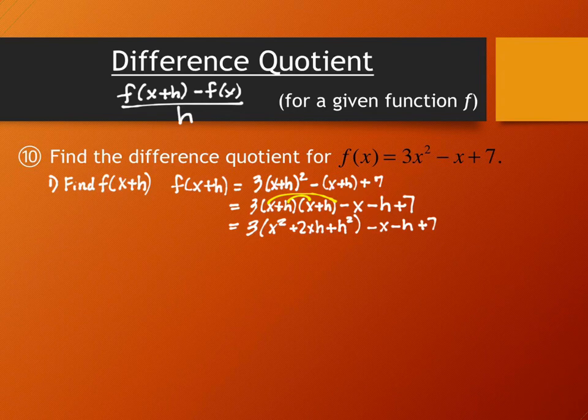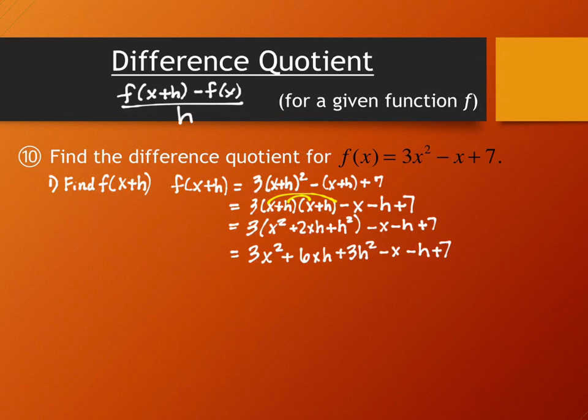So the last part of step 1 is to distribute the 3. 3x squared plus 6xh plus 3h squared minus x minus h plus 7. Step 1. Step 1 is the hardest step. It's the messiest step. Okay? Everything else in step 2 and step 3 is going to make things disappear. It's like magic. You ready for some magic?